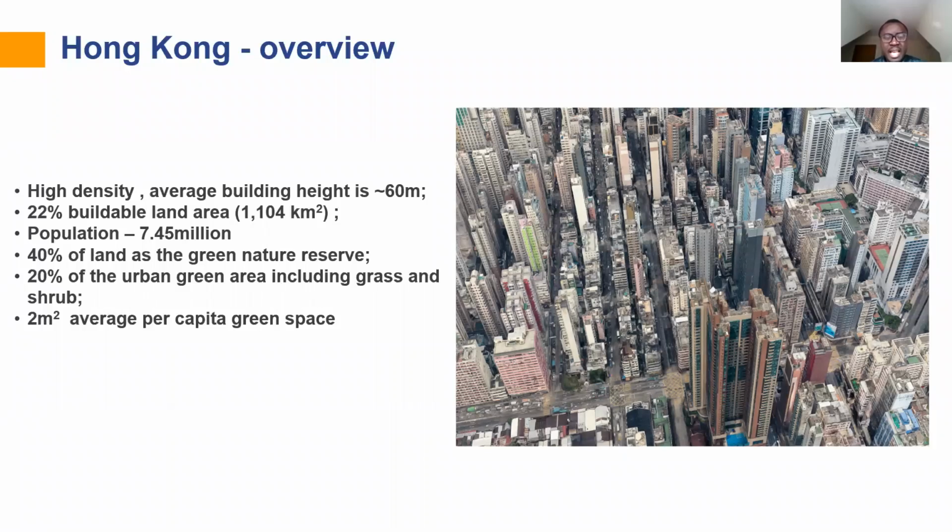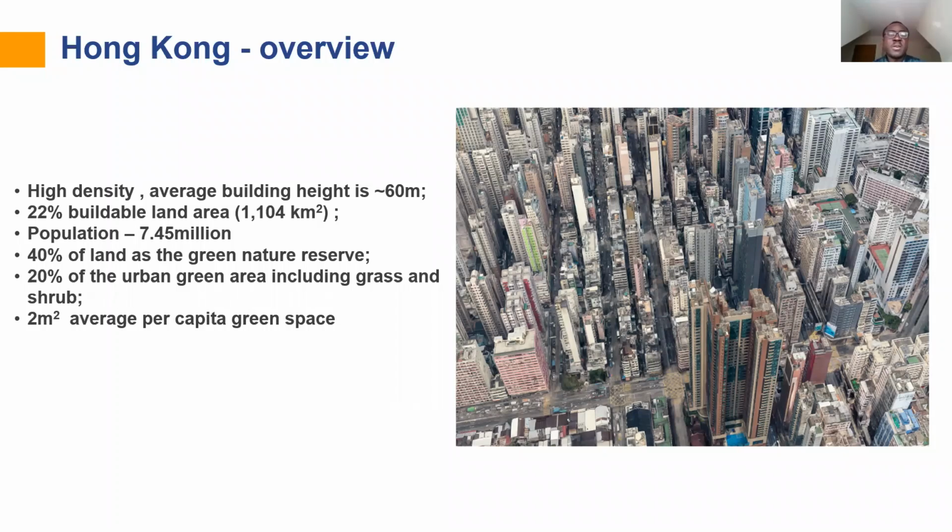Another important point is that out of the land space of the city, only 22% is buildable. Which means that they had to go vertical to accommodate over 7 million population. Even though 40% of the land area is green nature reserve, just 20% of the buildable land area is actually green. This means that an average person has just 2 meters square of green space.